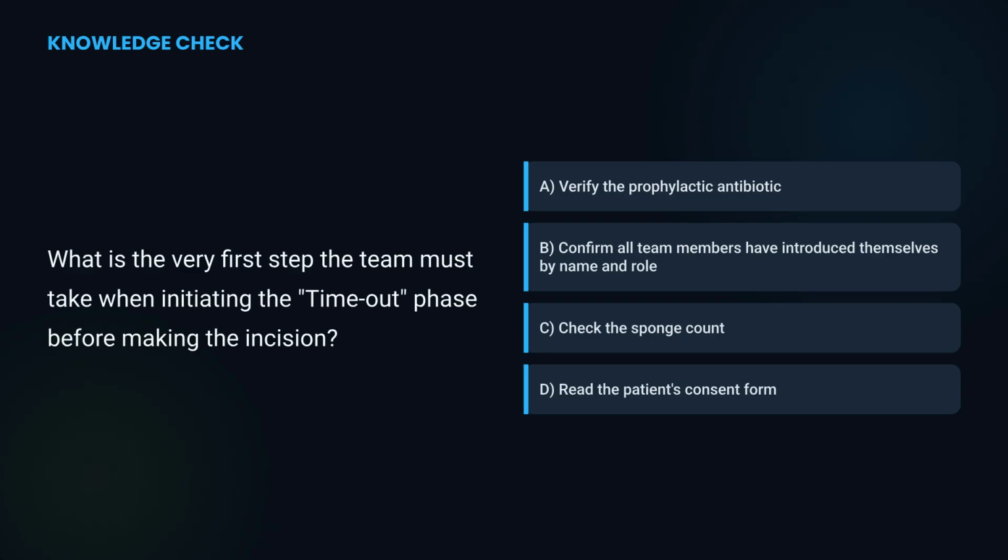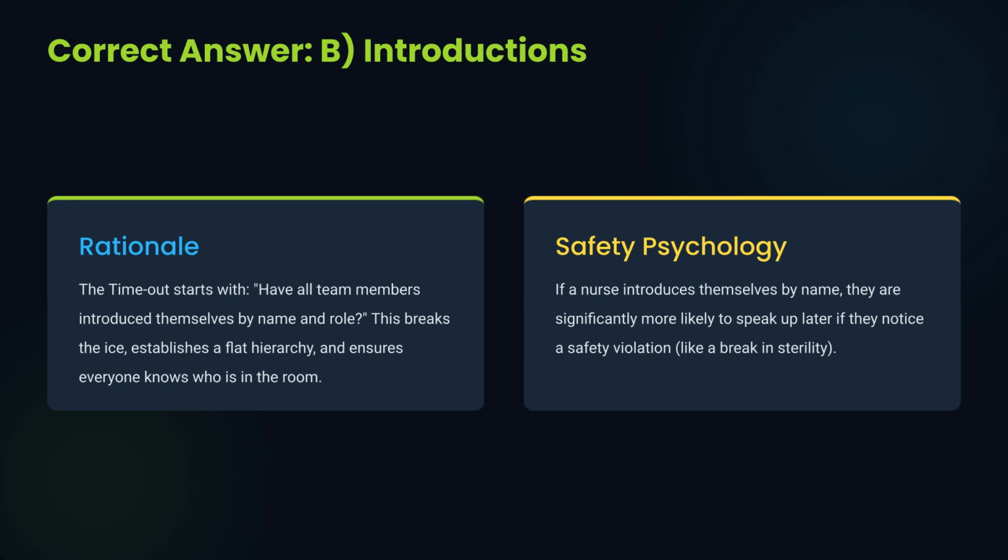What is the very first step the team must take when initiating the timeout phase before making the incision? The correct answer is B, confirming all team members have introduced themselves by name and role. This establishes clear communication and encourages team members to speak up about safety concerns.